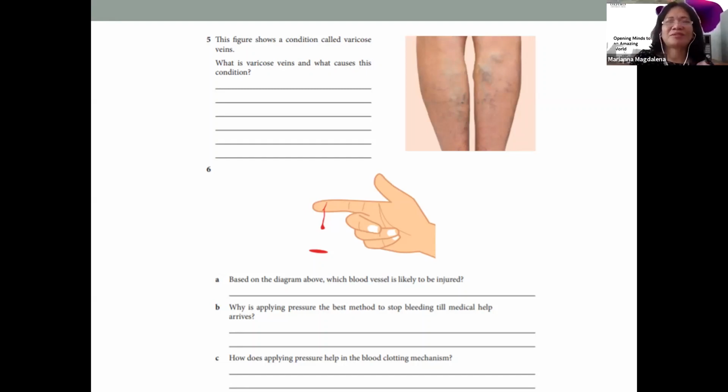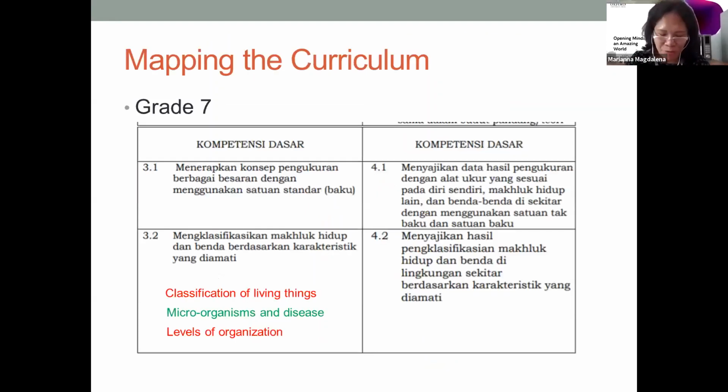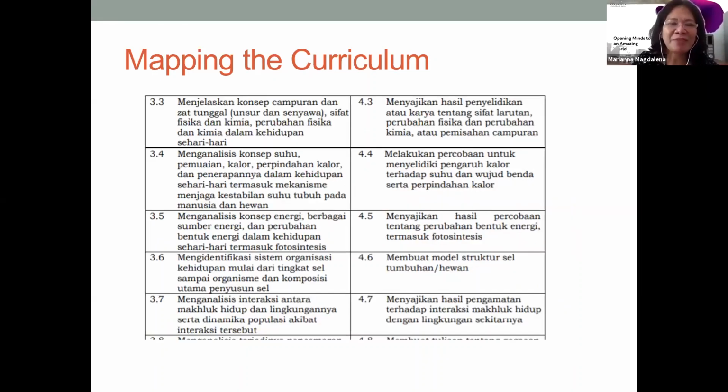Now, we map the curriculum. This is for grade 7. So for grade 7, we have totally 11 KD, base competencies.